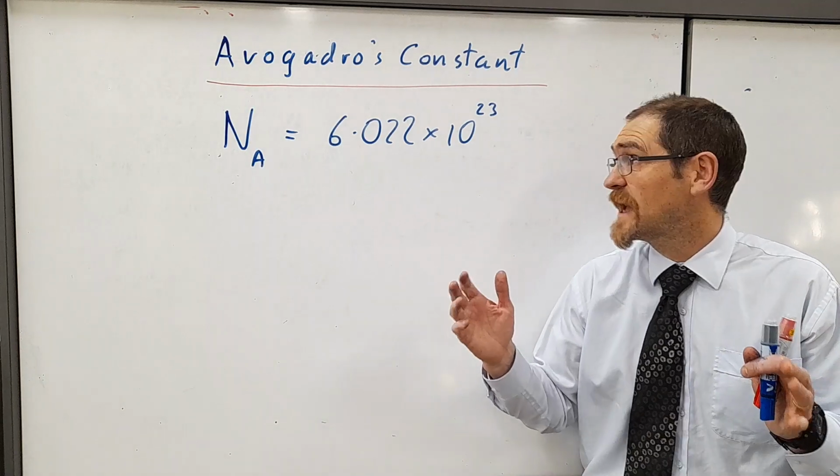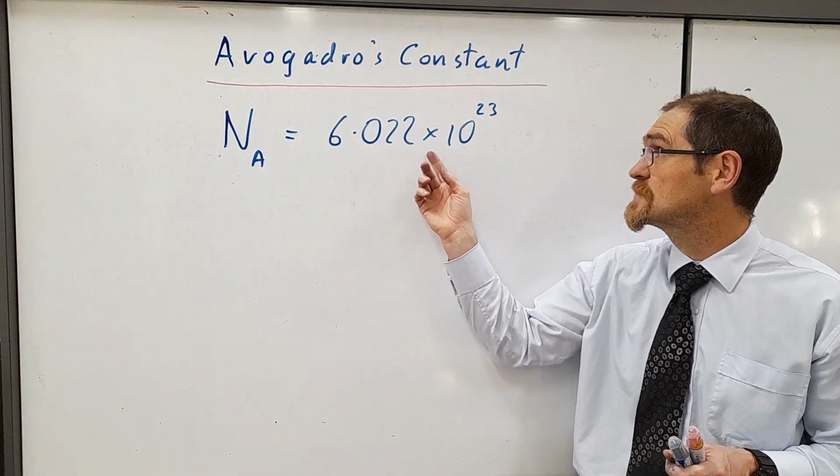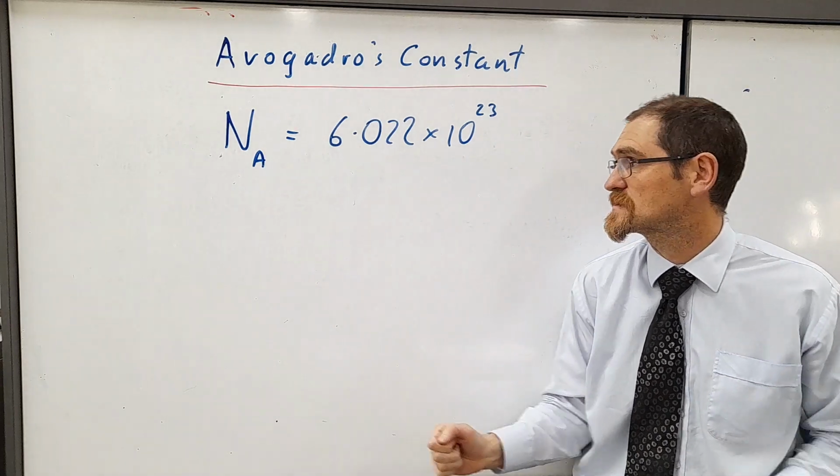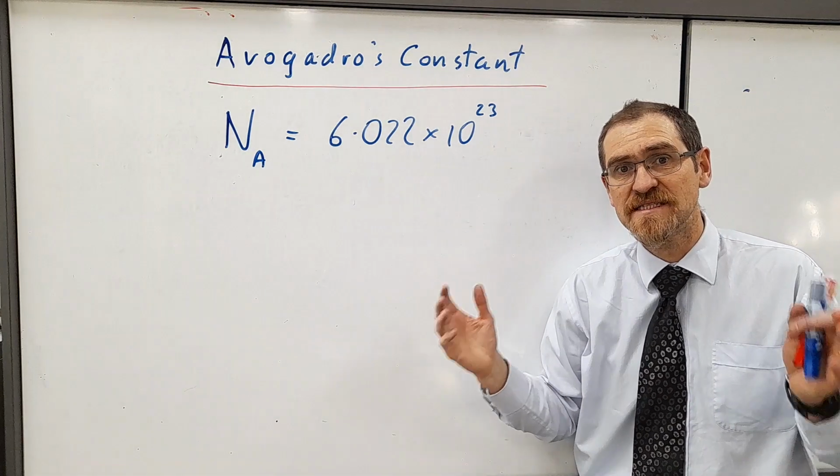So as we've said, Avogadro's number is 6.022 by 10 to the 23 things, particles. This is an example of scientific notation.